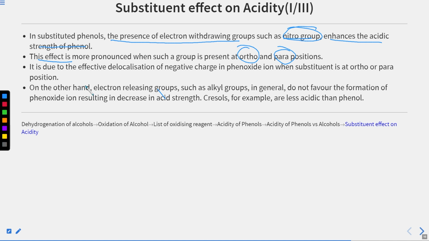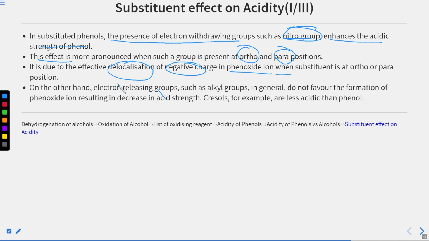Why is it so? Because, as I've told you earlier, of the effective delocalization of negative charge in the phenoxide ion. If you have a negative charge on both ortho and para positions, then due to the presence of the electron withdrawing group, that negative charge can be stabilized. Therefore, in the resonance structure of the phenoxide ion, you will see an O plus species, an oxonium ion species, and that will be more stable. Clear?